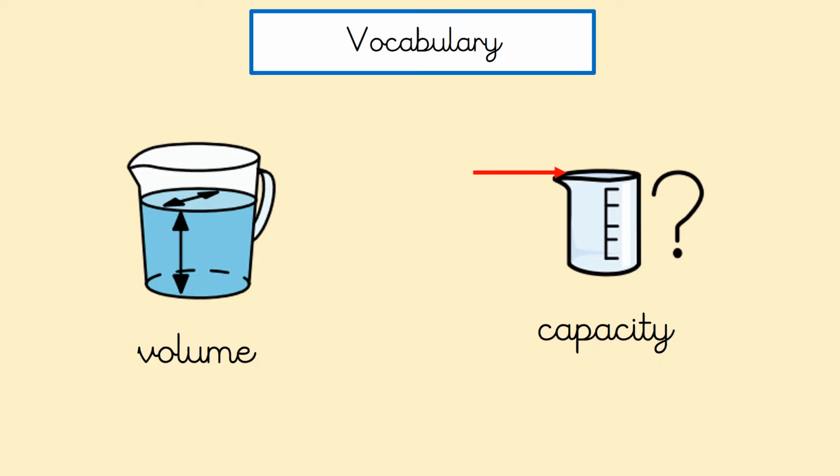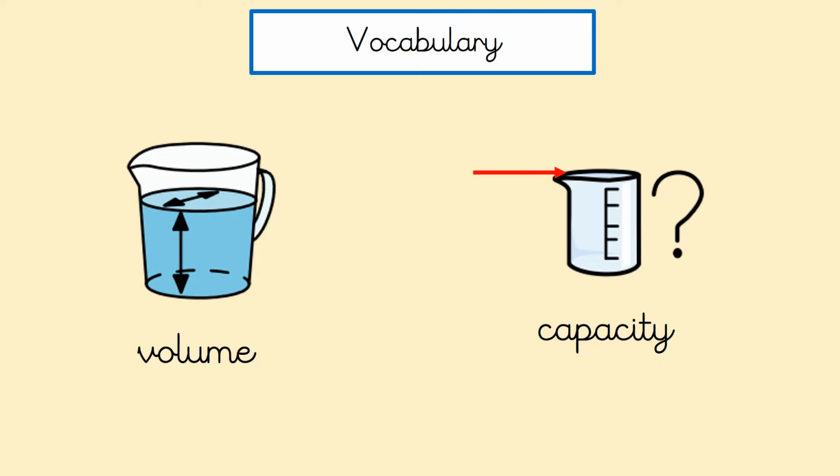We'll also be using the word capacity. Capacity means the most amount a container can hold. So the greatest volume that you could fit into a container. In this picture here, the red line is pointing to the top of that jug because capacity means how much water, how much liquid would be in there if we filled it all the way to the top.